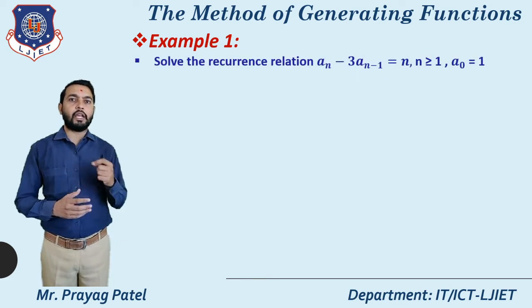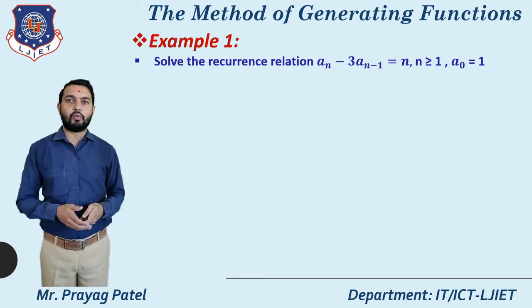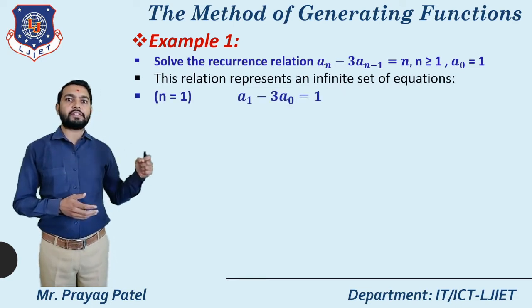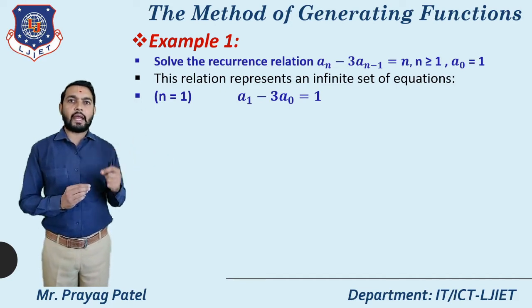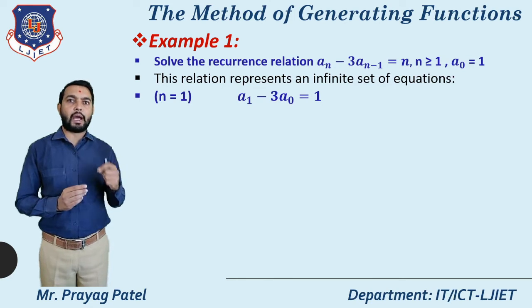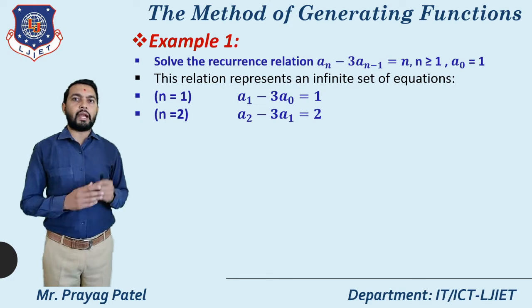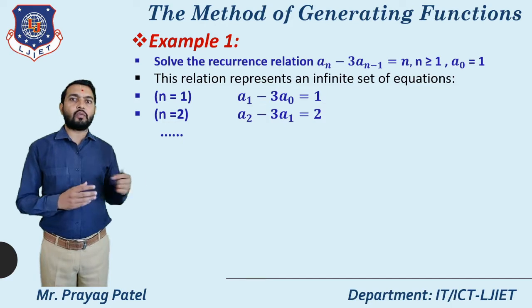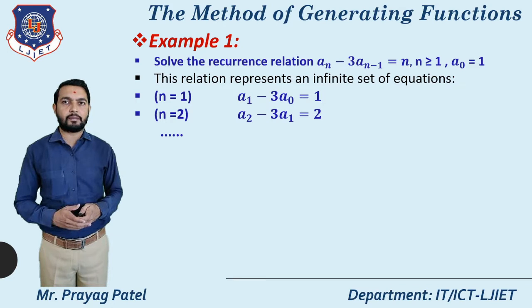Solve the recurrence relation a_n minus 3a_(n-1) is equal to n, where n is greater than or equal to 1 and a_0 is equal to 1. For this recurrence relation, we represent the infinite set of equations like this. For n equal to 1: a_1 minus 3a_0 is equal to 1. If we put n equal to 2, then a_2 minus 3a_1 is equal to 2. When we put n equal to 3, then a_3 minus 3a_2 is equal to 3, and so on.